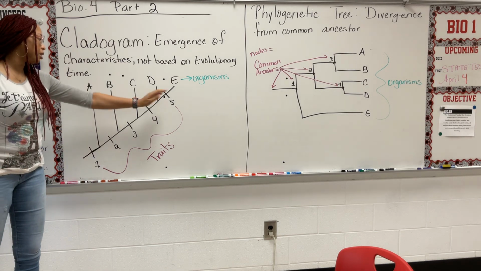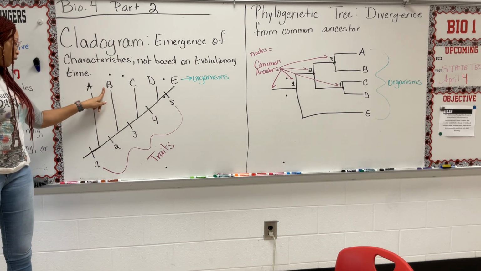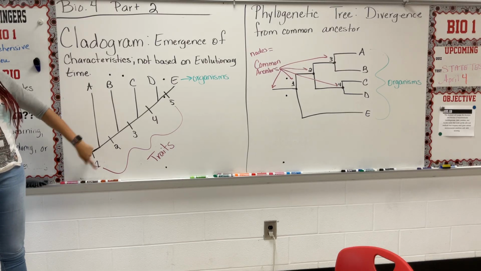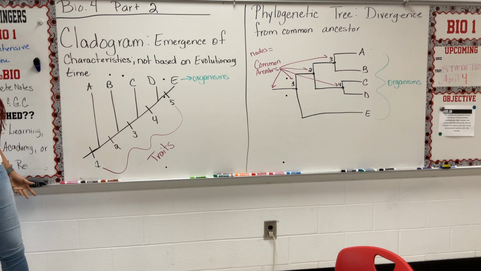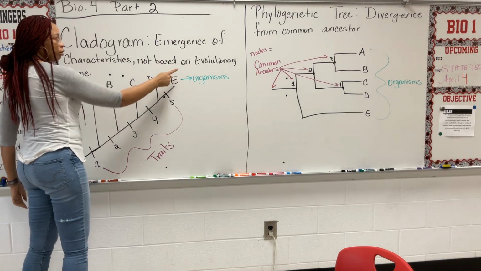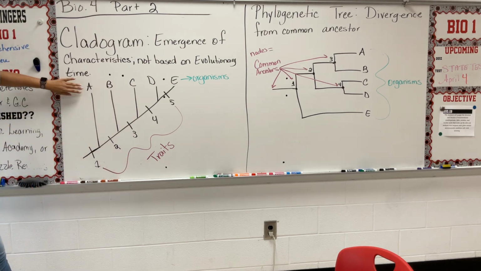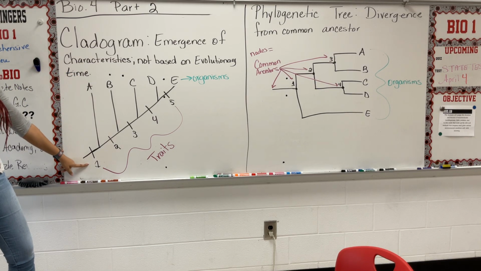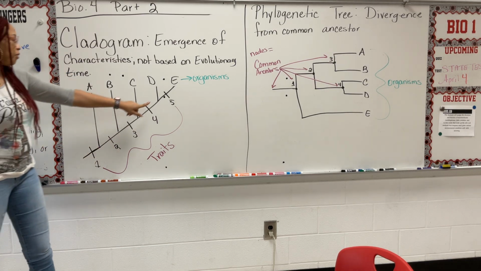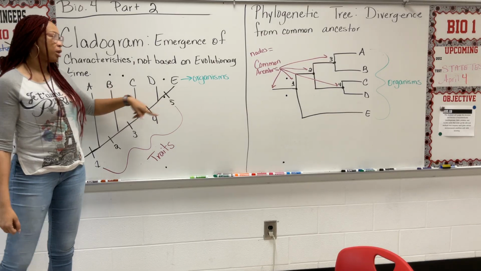All it is showing is that this organism B has traits 1 and 2, whatever traits 1 and 2 would be. So the organism with the most traits would be on the one end. The organism with the least traits will be on the other end. And it's the opposite for traits. The first trait should be found in the most organisms, and the last trait is found in the least organisms.